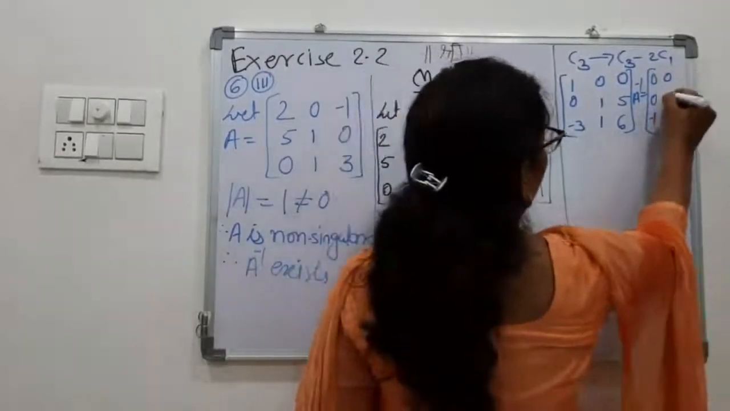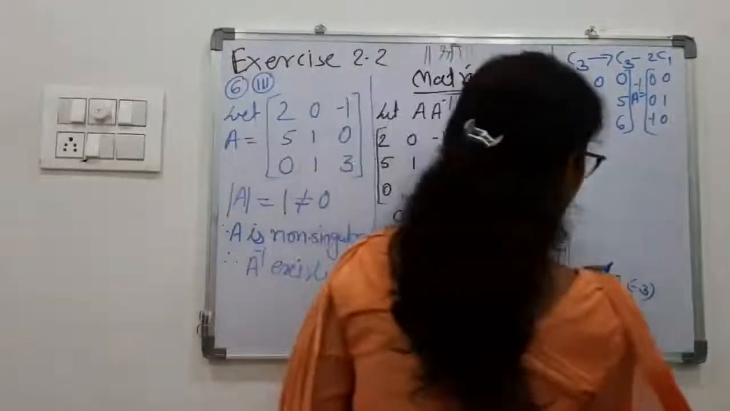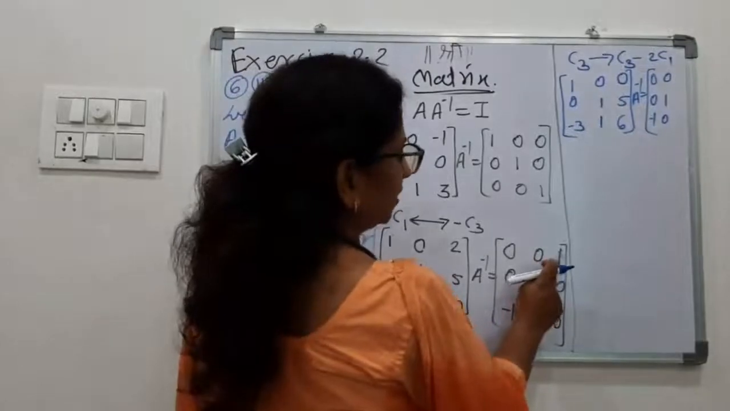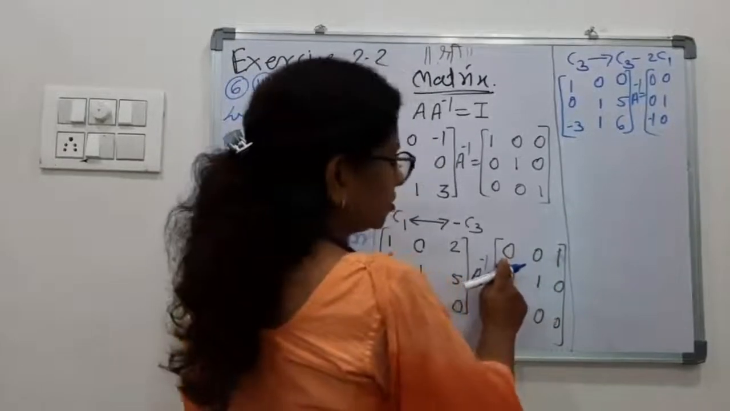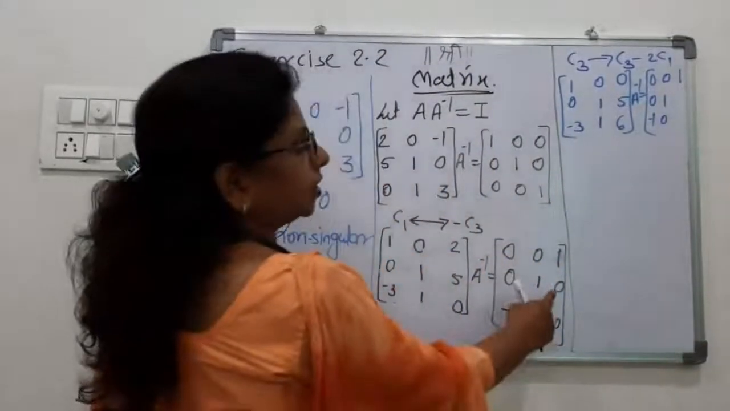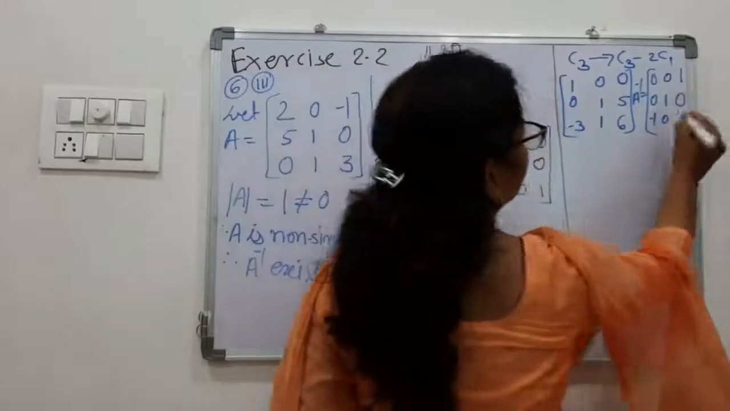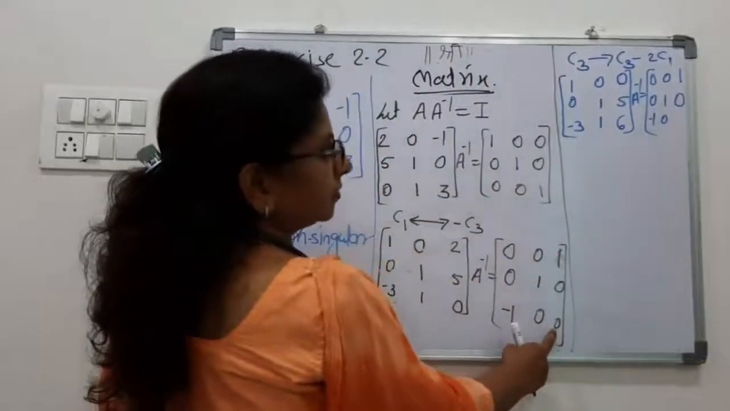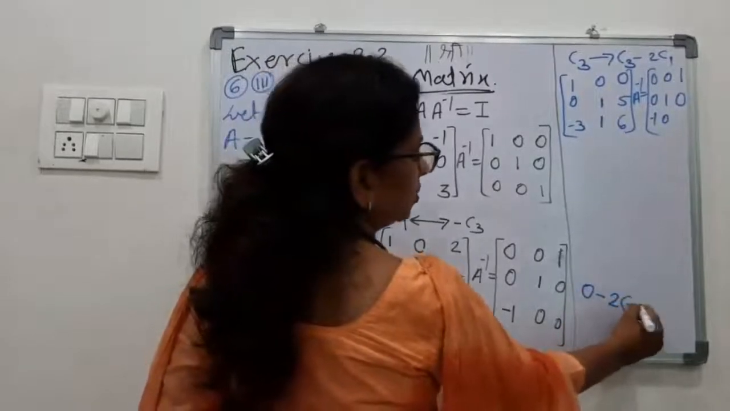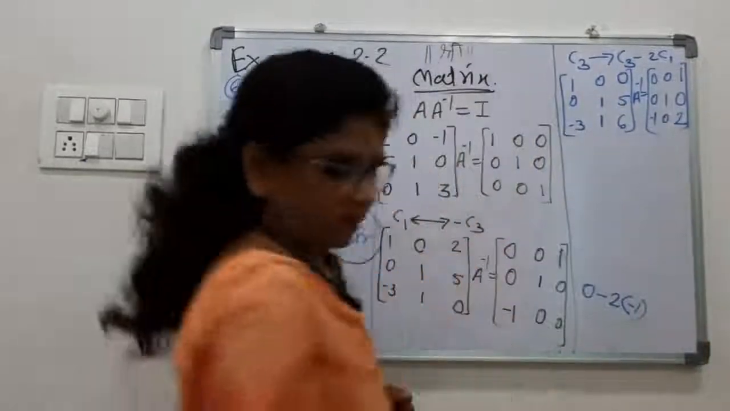And apply the transformation on C3. So what is first? C3 means 1 minus 2 C1. C1 is 0, so 1 as it is. Then here 0 minus 2, both are 0, so 0. Then here C3 0 minus 2, C1 is minus 1, means plus 2. Okay, understood student?